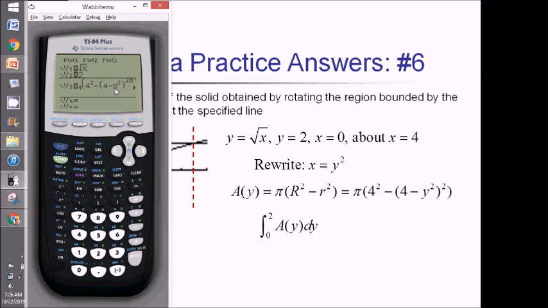Let's quit out of there now. And let me do math 9 for integral from 0 to 2. And we'll do alpha trace y3, that's where I just stored that function, dx. And this is all coming out to 46.914.